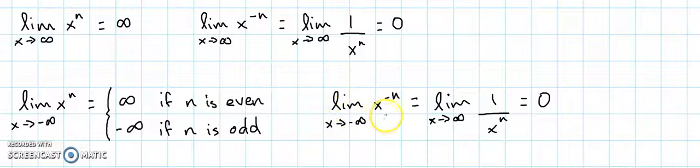The limit of x to the power of negative n is also equal to the limit of 1 over x to the power of n as x approaches negative infinity is always equal to 0. These theorems will make more sense as we do a few example questions.